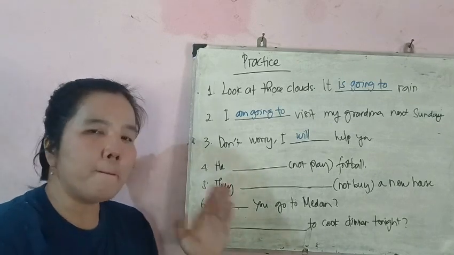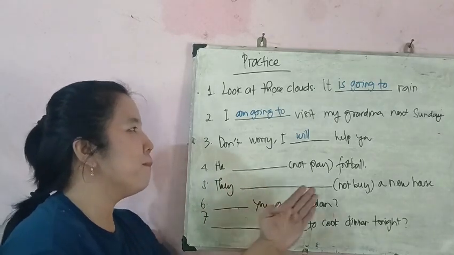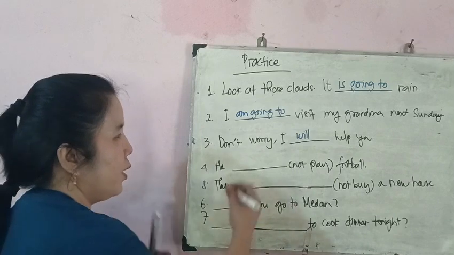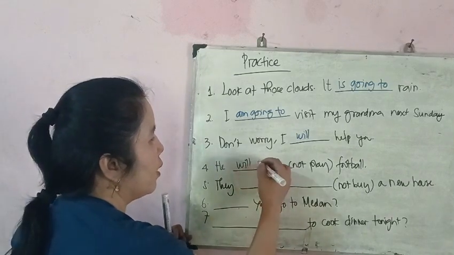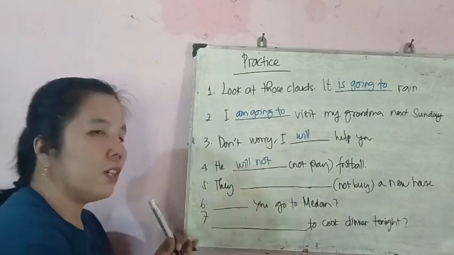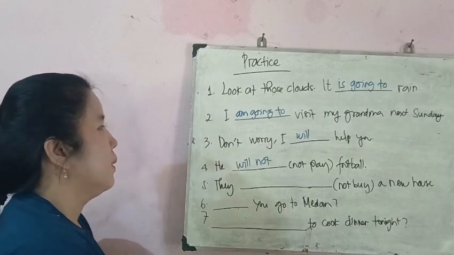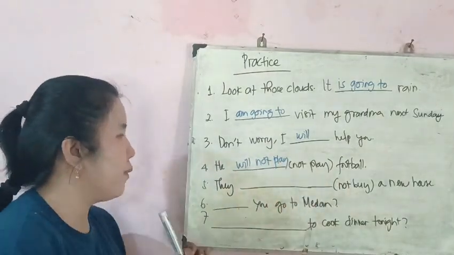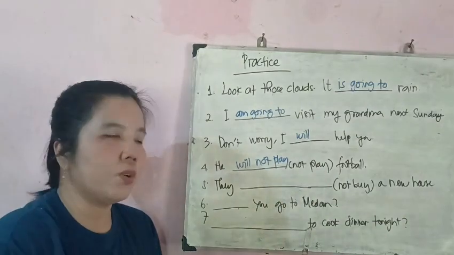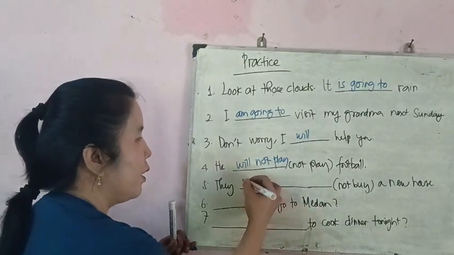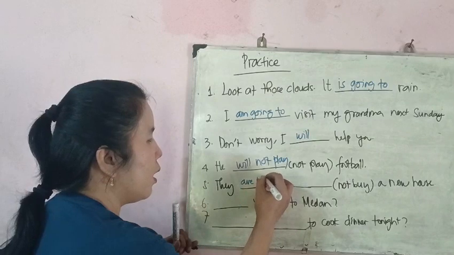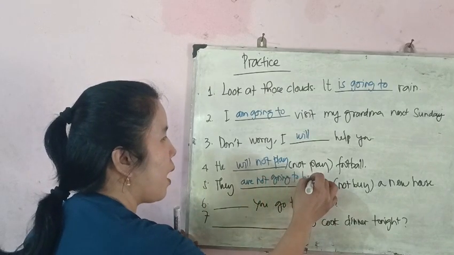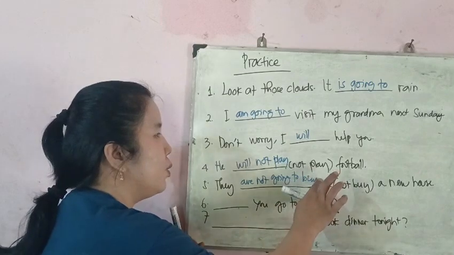Next, number 4, he football. Okay, this is a negative sentence. We put will not. He will not play football. Number 5. They a new house. What do we put here? Yeah, we use they are not going to buy a new house.